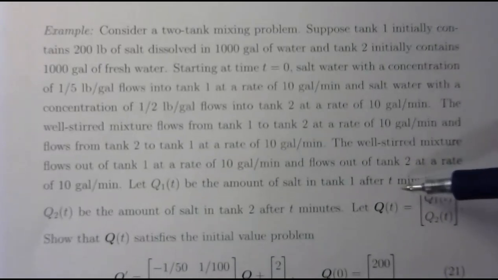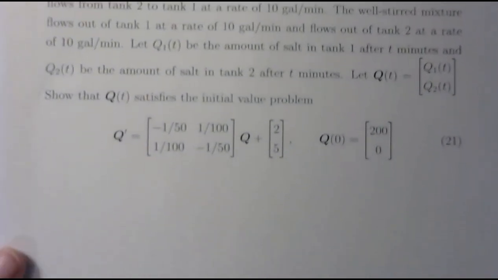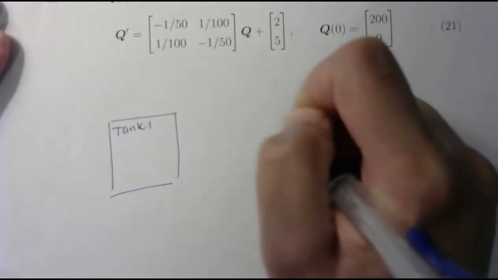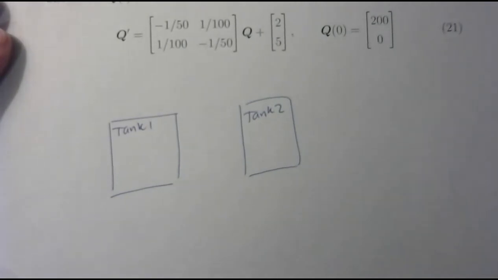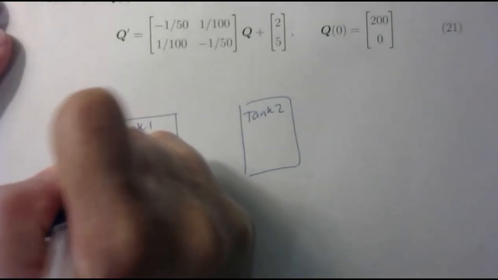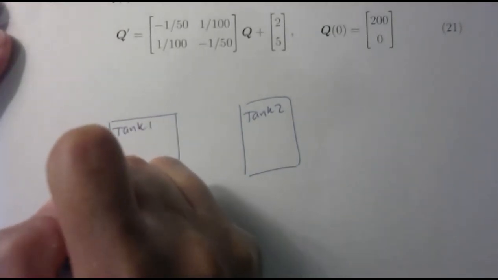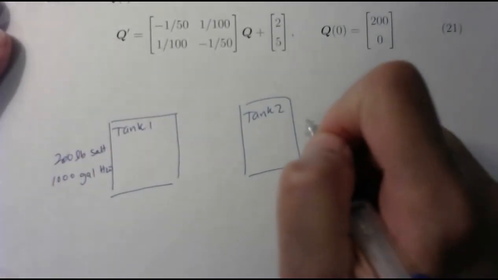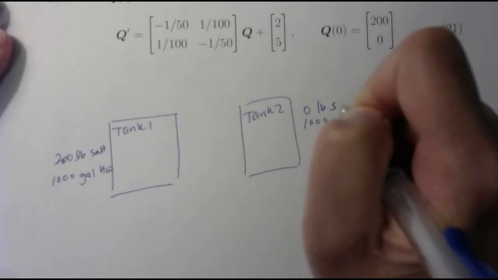So I'm going to read through this, but I can't draw a picture and show you the words, so you can see the words on your PDF, and I'm going to read the words and draw a picture down here. So I have two tanks, right? Tank 1 and tank 2. Tank 1 initially has 200 pounds of salt, and it is 1,000 gallons of water. And tank 2 just starts out with fresh, 1,000 gallons of water and 0 pounds of salt.